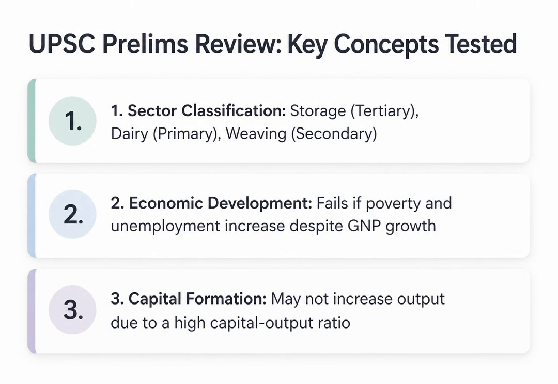Let us review how these concepts are tested in the UPSC preliminary examinations. Past questions have required students to correctly match economic activities to their sectors, such as identifying dairy as primary and weaving as secondary. They also test the understanding that mere GNP growth does not mean economic development if poverty increases, and that capital formation can be hindered by a high capital output ratio.